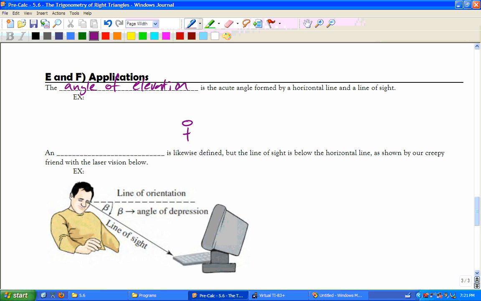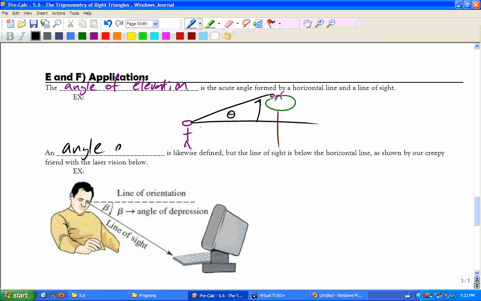So let's say, for example, you're standing here and you're looking up at a kitten who's stuck in a tree. So here's the tree. Here's the poor little kitten. That's its tiny tail. The angle of elevation would be, if you were to draw a horizontal line straight across, this angle theta that it takes for you to tilt your head up to look at the cat.